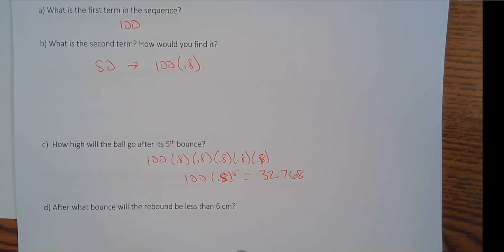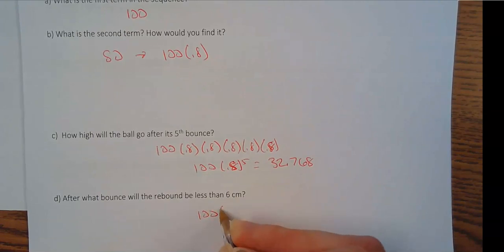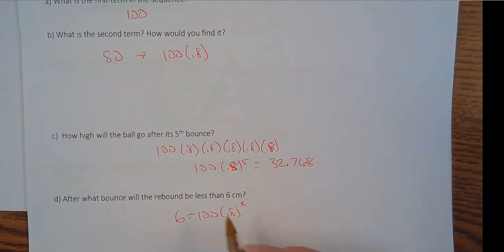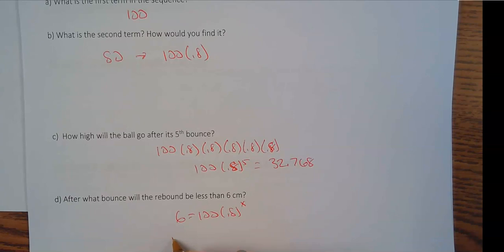So after what bounce will the rebound be less than 6 inches? Okay, now you can use this. You can put it in your calculator like we did. You can use logarithms if you want. You know, we could say, so 100, how many times do I need to multiply by 0.8 to get 6, or even less than 6? So divide this over, so it'd be 0.06 equals 0.8^x.